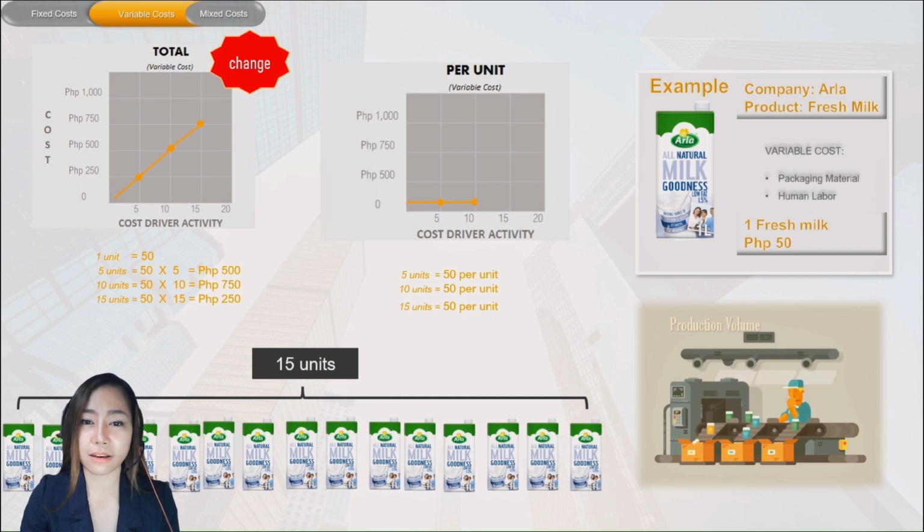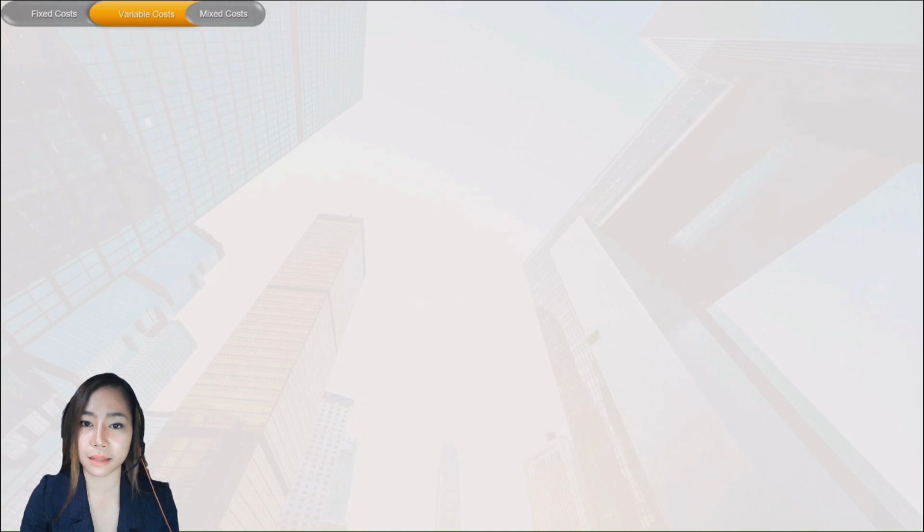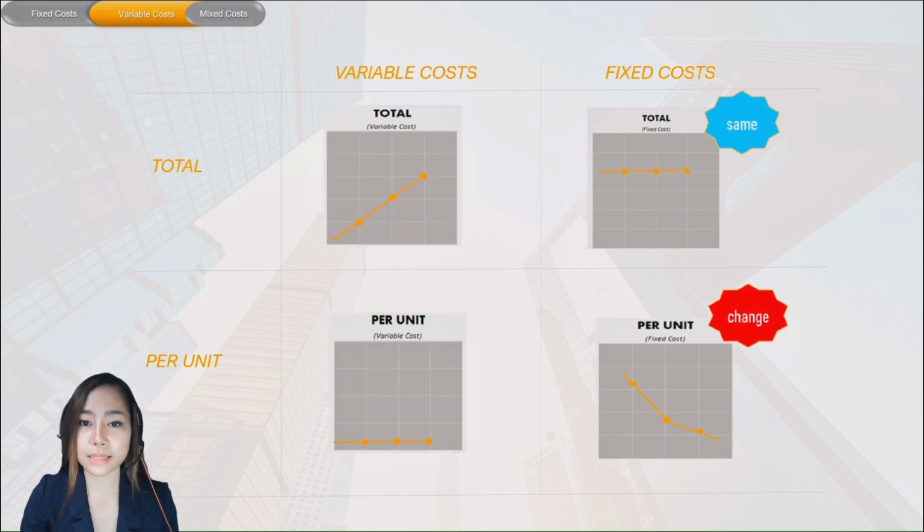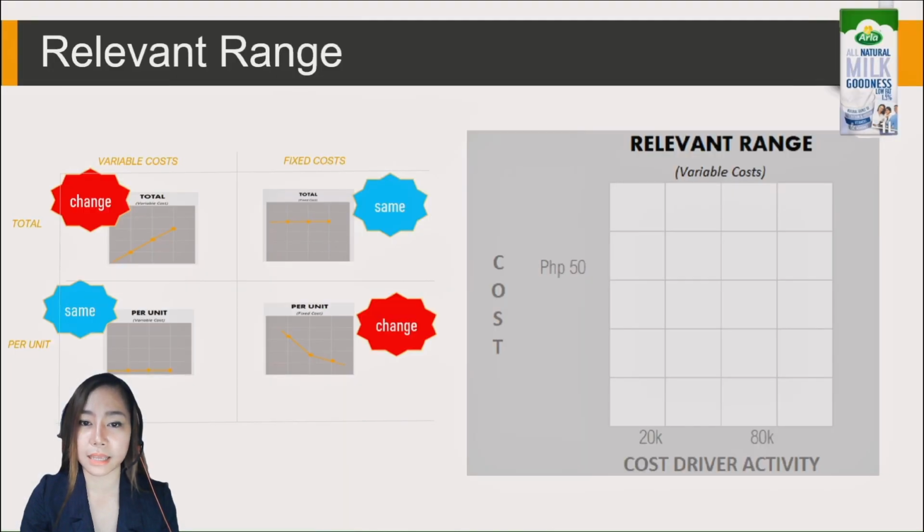So I'm not saying that the 15 units are only 15 pesos. What I'm saying is that the amount per unit, since we're calculating the variable cost per unit, is still 50 pesos each. And as you can see, the variable cost per unit remains constant. So to summarize, we started with fixed cost first, and fixed costs in total are going to stay the same regardless of the cost driver activity, but the per unit is going to change. For the variable cost, the total is actually going to change if the cost driver activity changes, and the per unit stays the same.